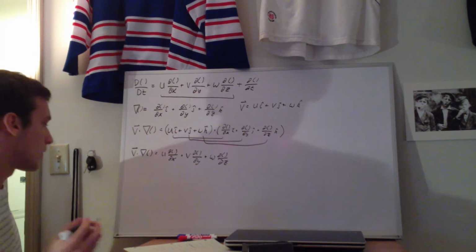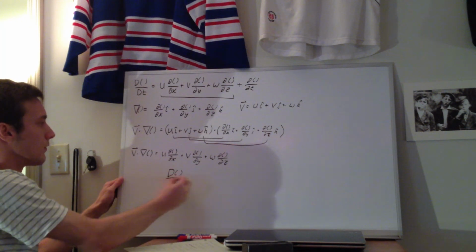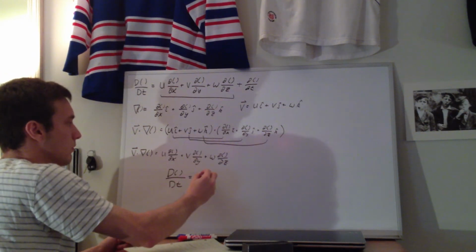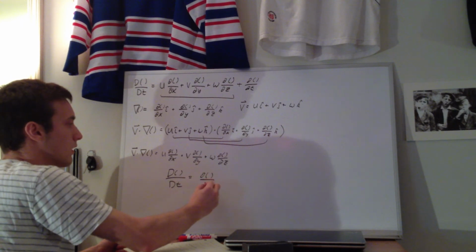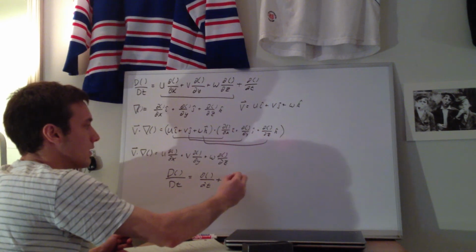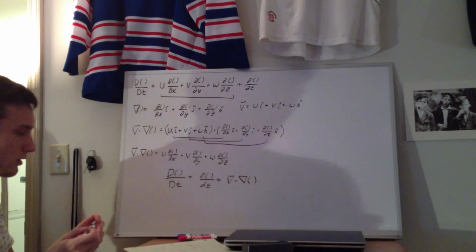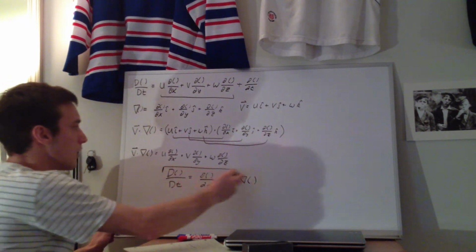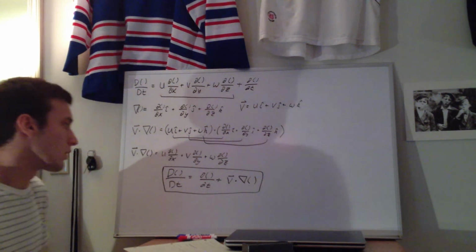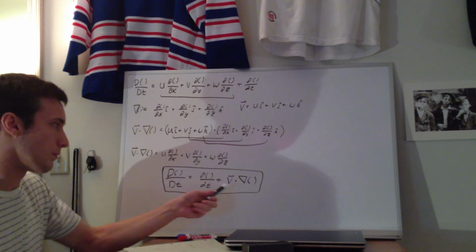So we can just write down the final version: the substantial derivative here is going to be equal to this time derivative plus this term here, which is the velocity dotted with this gradient, essentially. So this is your full total derivative or substantial derivative. This is called the local derivative. This is called the convective derivative. Convective because there's some velocity here.